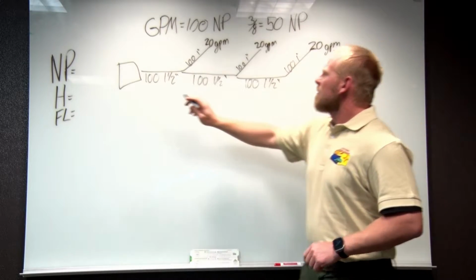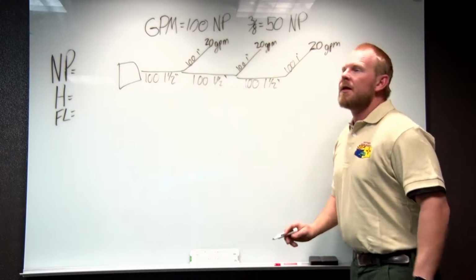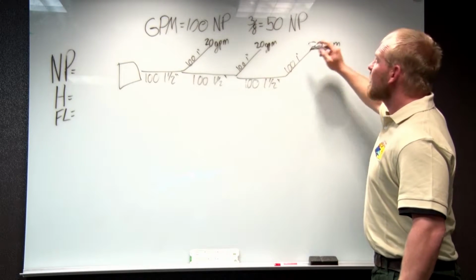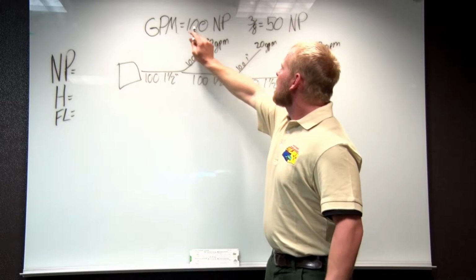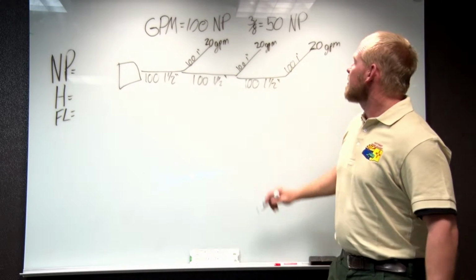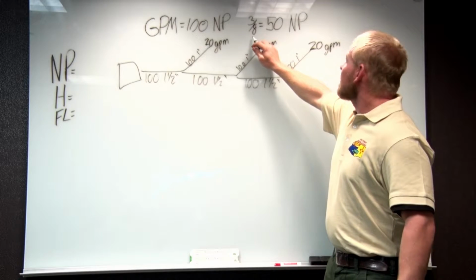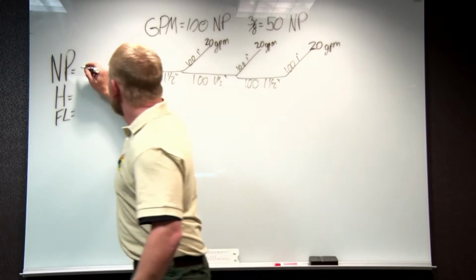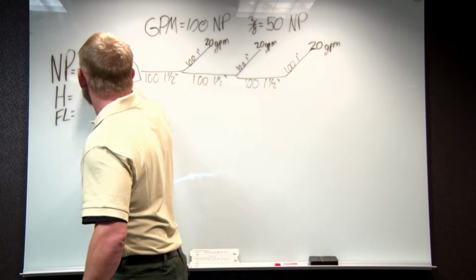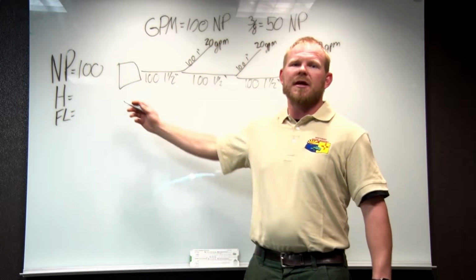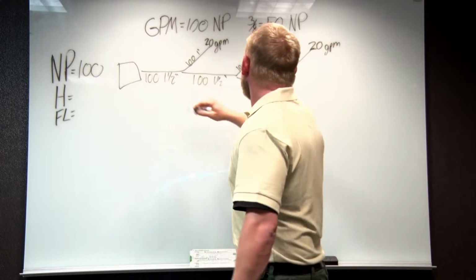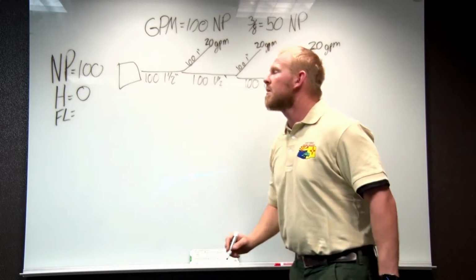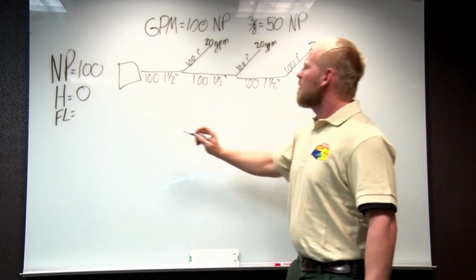Now we're going to start with our nozzle pressure. Anytime they give you a gallons per minute at the nozzle, 20, 40, whatever, it's going to equal 100 for the nozzle pressure. If it's a fraction of any sort, it's going to be 50 for nozzle pressure. So I have 20 gallons per minute, so I'm going to put 100 right there. The next part of our equation is our head pressure. At this point, we don't have any rise or fall, so it's going to be 0. It's on flat land.